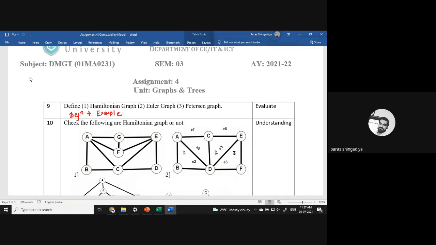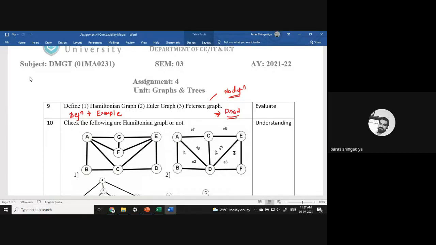And in the Petersen graph, there is no such definition we have. Petersen graph की कोई definition नहीं, ठीक है? No definition for the Petersen graph, but we have its graph design, the structure of the Petersen graph. So just draw this graph here. यहाँ पे सिर्फ graph को ही mention करना, ठीक है? Draw the graph only.